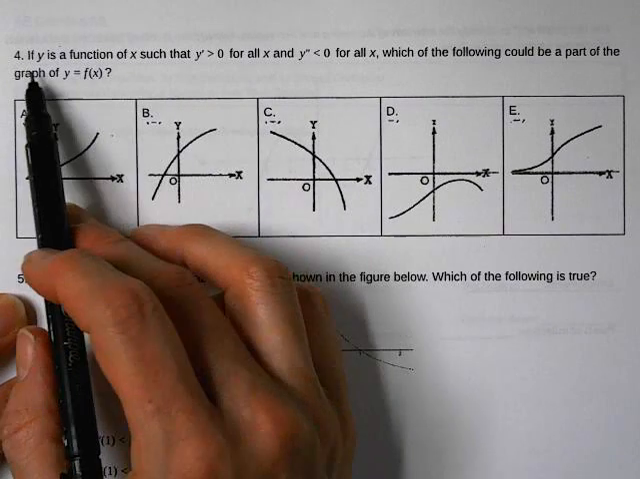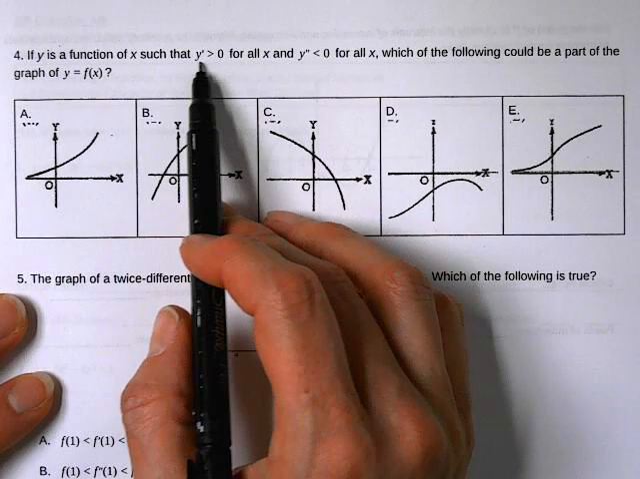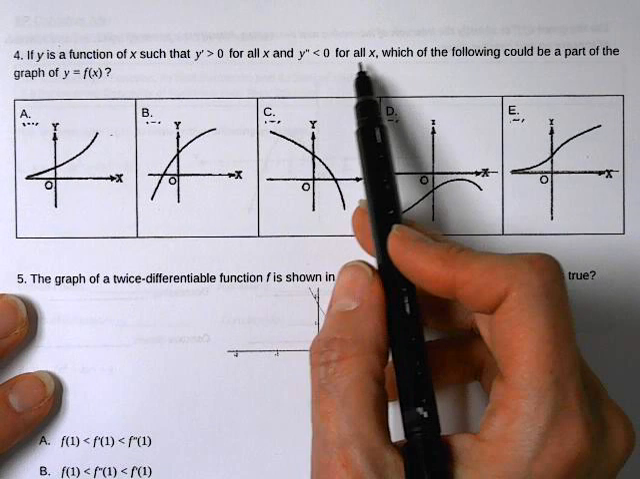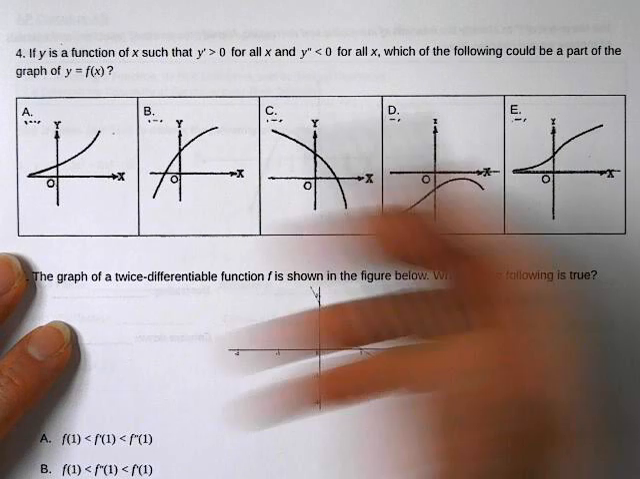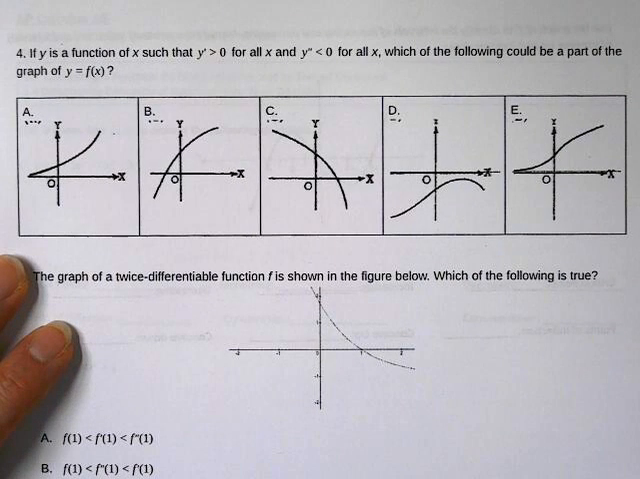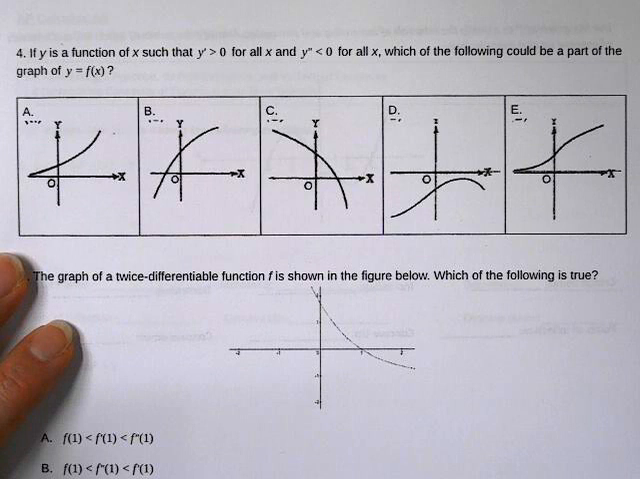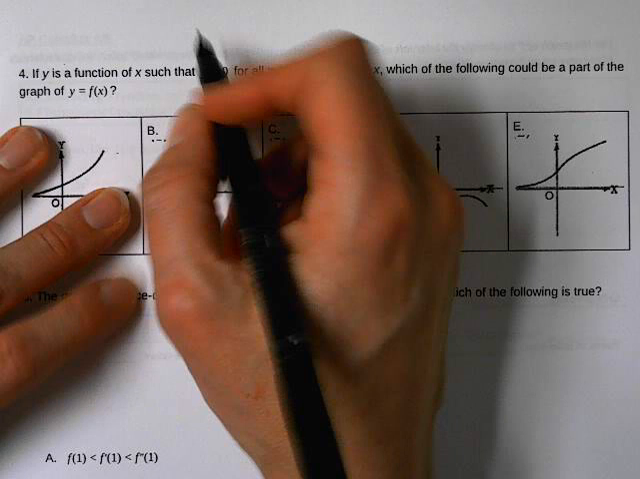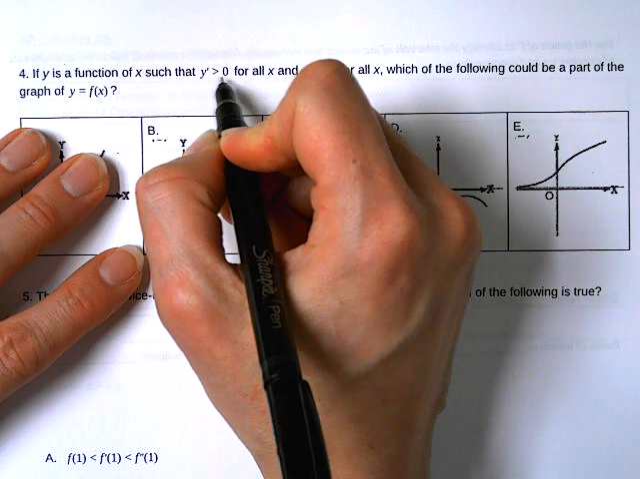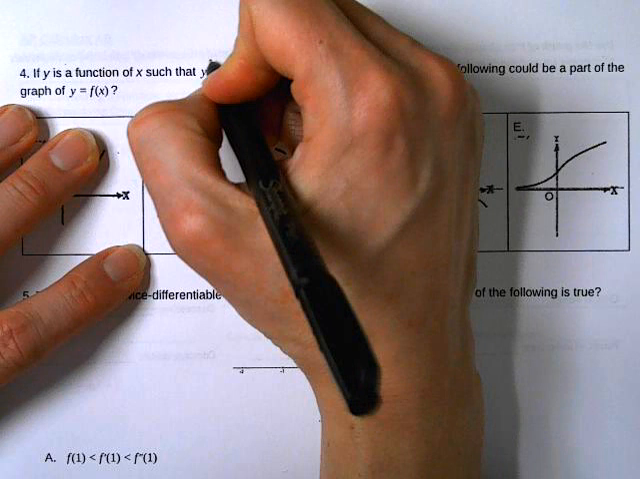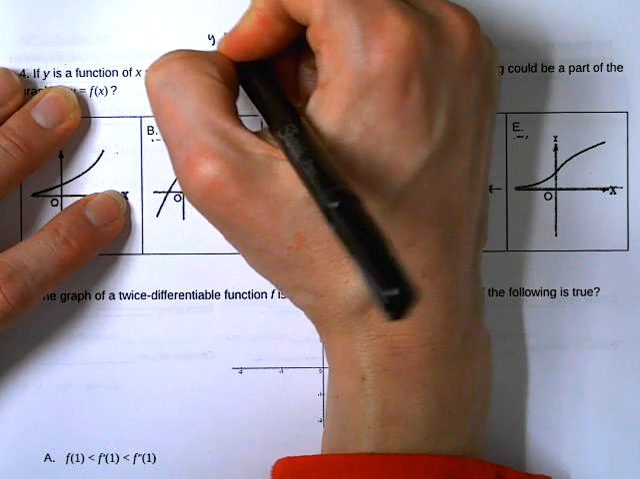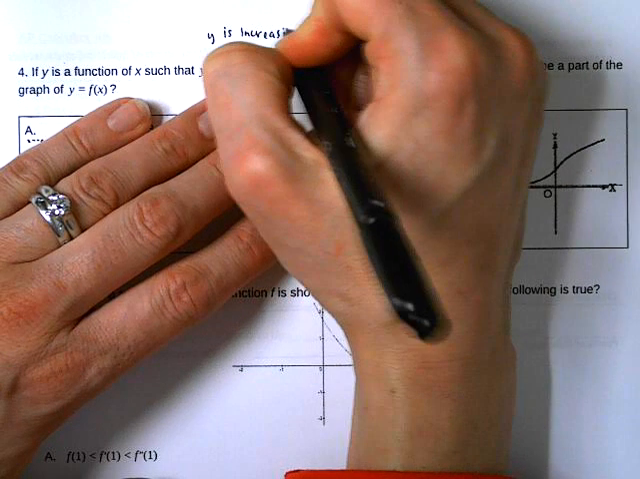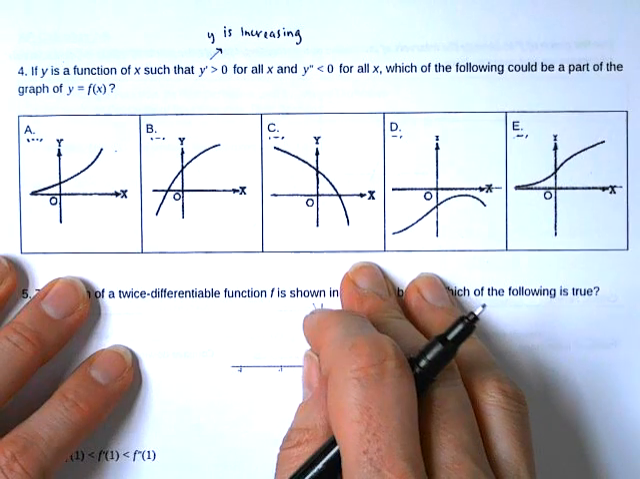It says if y is a function of x such that y prime is greater than 0 for all x and y double prime is less than 0 for all x, which of the following could be a part of the graph of y equals f of x? So here's where we have to be able to translate what we know about derivatives and turn it into information about the original function. So the first thing they're telling me is that y prime is greater than 0 for all x. That's telling me that y is increasing. If the first derivative is always positive, it means y is always increasing.